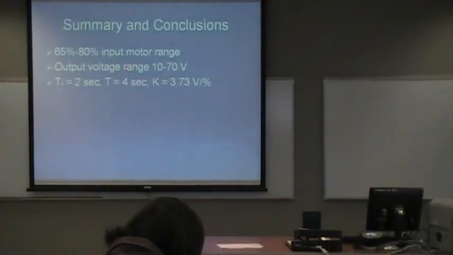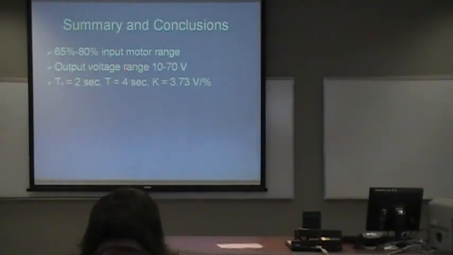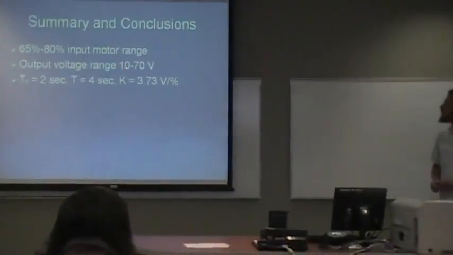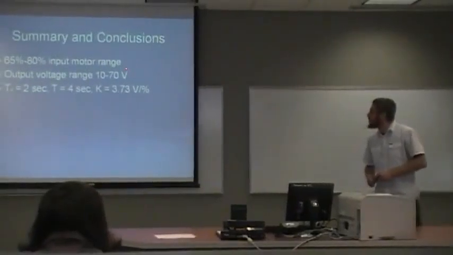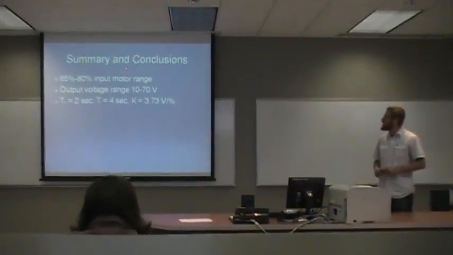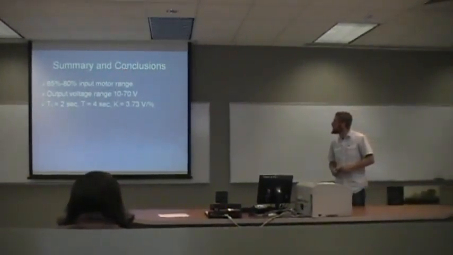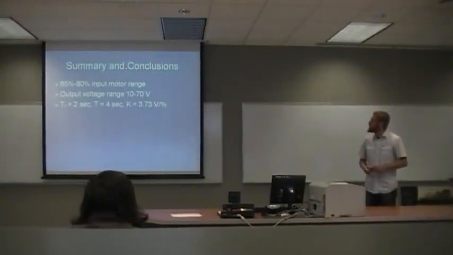And summary conclusions: our range was from 65 to 80% input motor range, which gave us our output voltage from 10 to 70 volts. And here's the results from our step over the entire range with dead time 2 seconds, time constant 4 seconds, and the K of 3.73.